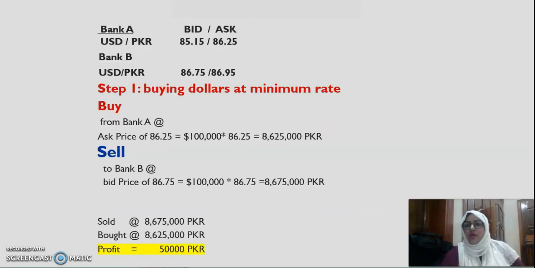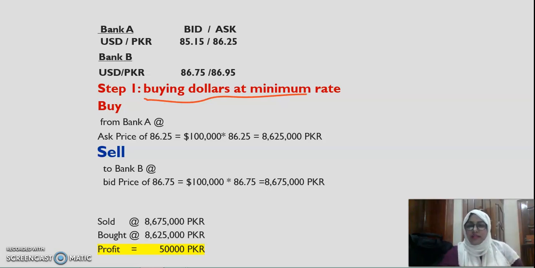Yes. Step number one is that we are out of dollars, we don't have dollars, we have Pakistani rupees. So we have to look for an ideal bank which is charging us very little on the purchase of dollars, so we have to pay less Pakistani rupees to that bank. Another thing is that when we are the buyer of dollars, because I want $100,000, the bank is the seller, and when I am the seller, the bank becomes the buyer.